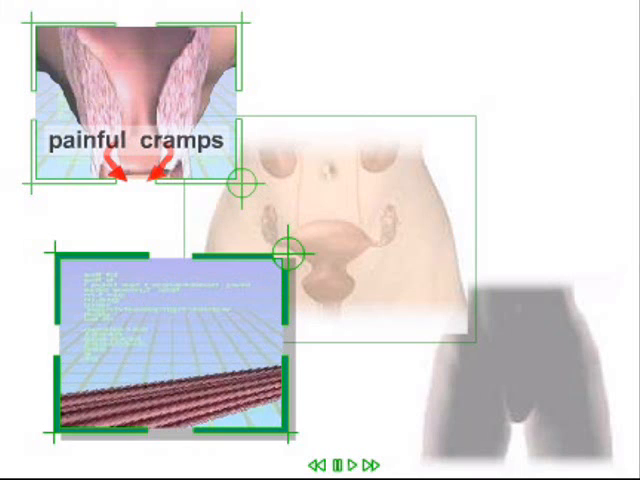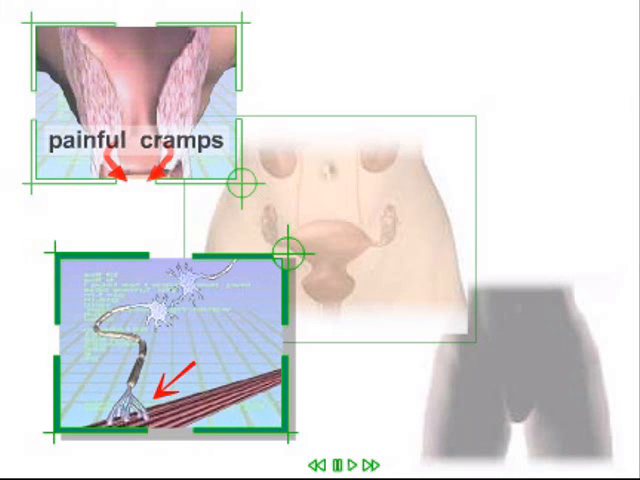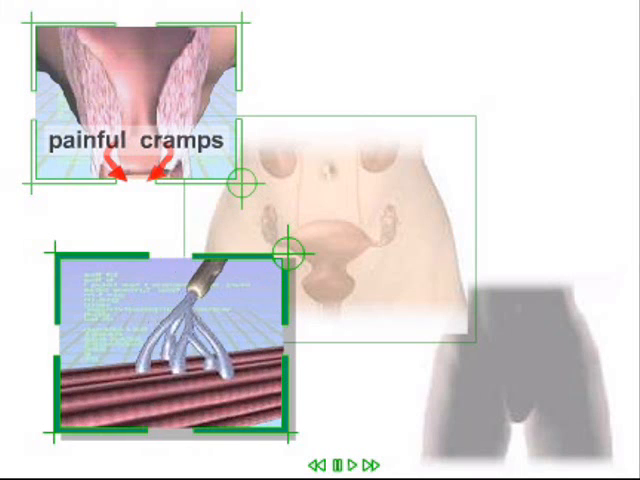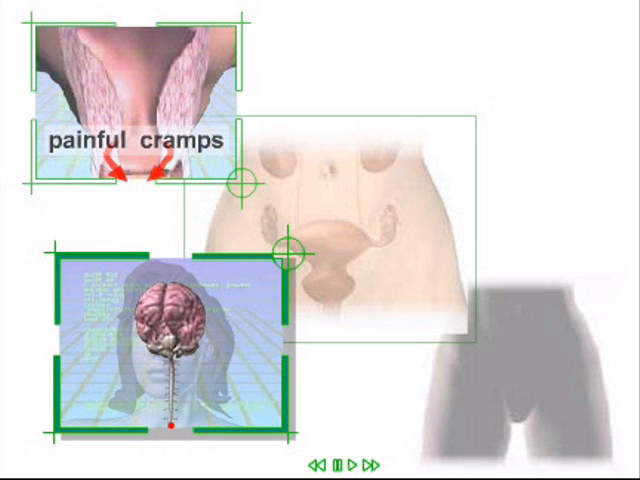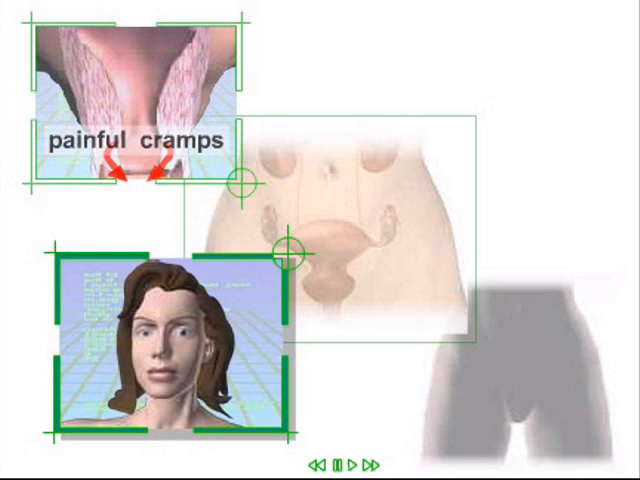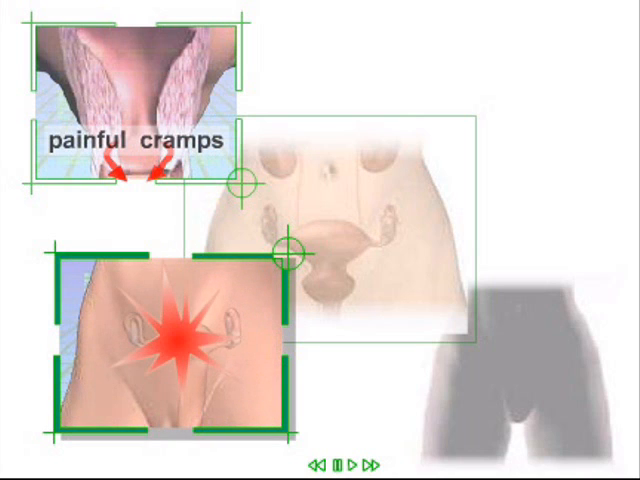Pain impulses are carried by nerve cells that are attached to those muscle fibers. The place at which the nerve cell attaches to the muscle is called a neuromuscular junction. These electrical signals then travel across the network of nerve fibers and eventually end in the brain via the spinal cord. The brain interprets these signals as a pain in the muscles of the uterine wall. These are known as menstrual cramps.